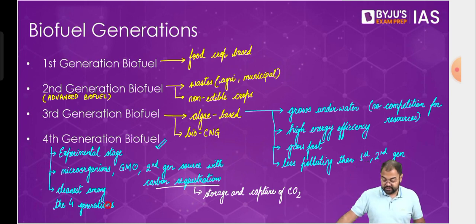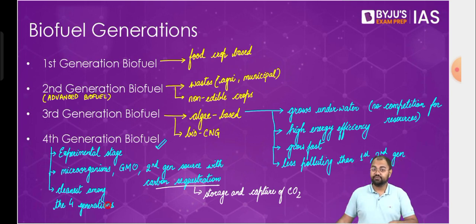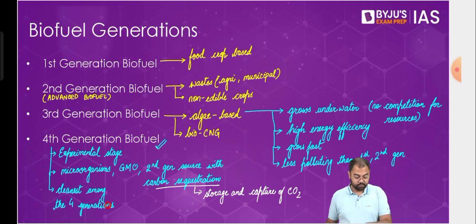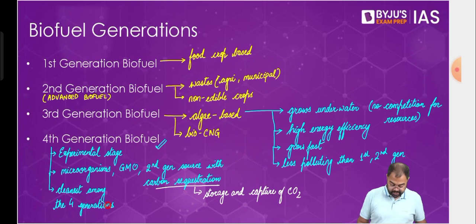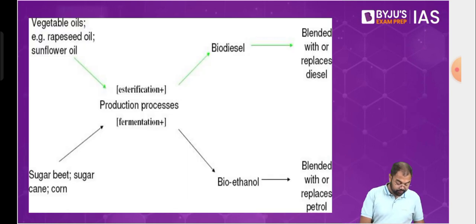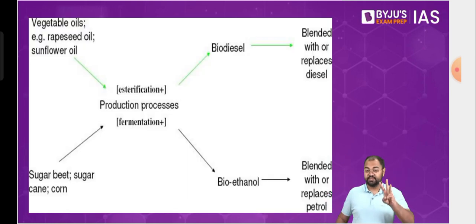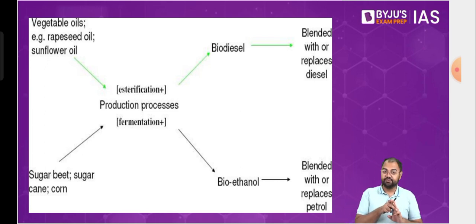Because until then, what we see is that it's more of an experiment right now, and largely that's why the policy documents of various different countries mention more of the first three generations only, not the fourth. Now coming to the different types of biofuel, we discussed that there are three major types of biofuel. You have bioethanol, you have biodiesel, and then there is biogas. So these are the three which are the most common ones.